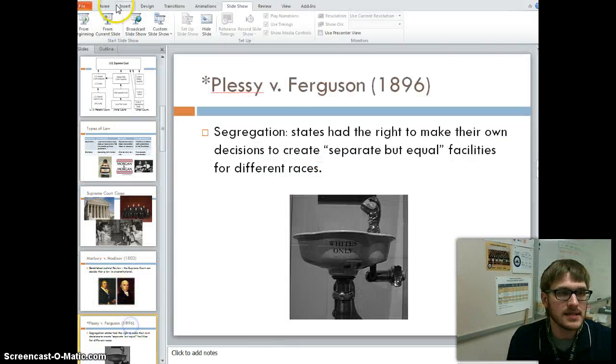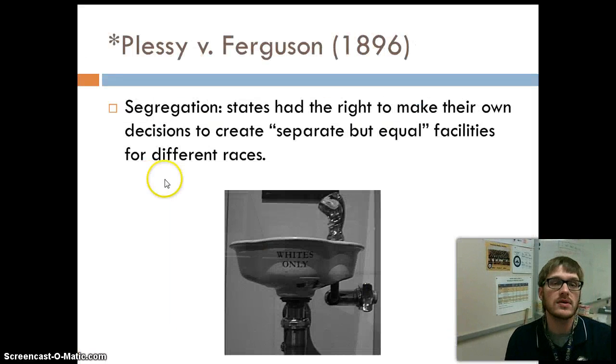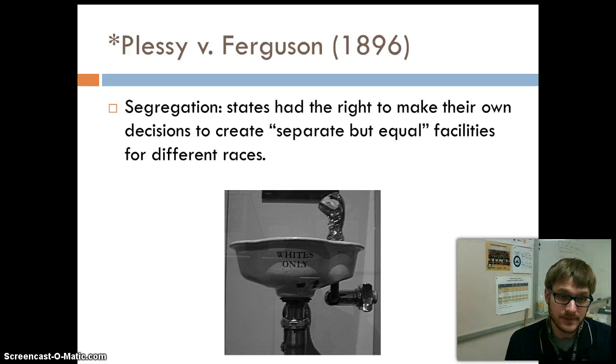Moving along, Plessy versus Ferguson. This is often called the worst Supreme Court decision ever. You find out the Supreme Court can actually make some pretty big mistakes because the people on the court, they're humans too. In Plessy versus Ferguson, they established segregation, separation of Americans based on race.